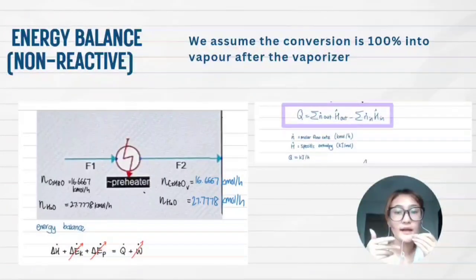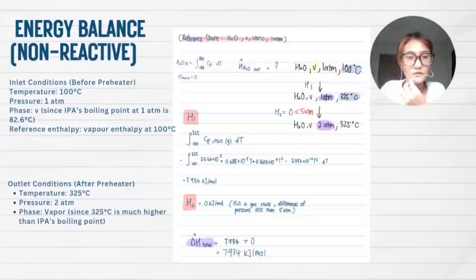In order to find the energy balance for the non-reactive system for our heater, we will be using Q equals N out H out minus N in H in. And we assume that the conversion is 100% into vapor after the vaporizer, meaning that the IP air and water both of them will be in gas phase. As you can see, our water is vapor at 100 degrees Celsius and 1 atm. It changes to 325 degrees Celsius. We perform integration in order to get our H1.